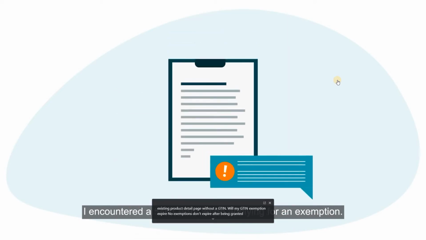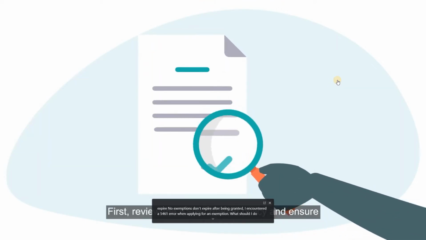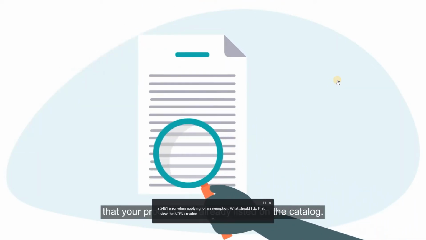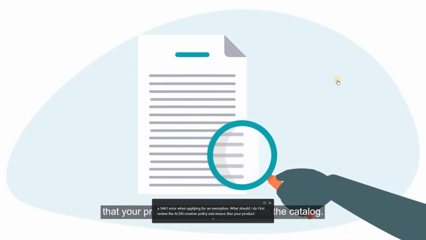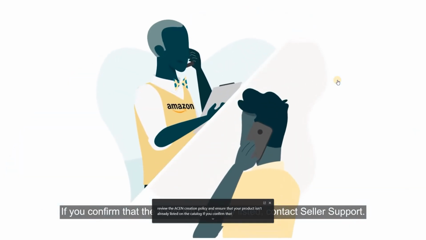I encountered a 5461 error when applying for an exemption. What should I do? First, review the ASIN creation policy and ensure that your product isn't already listed on the catalog. If you confirm that the ASIN isn't already listed, contact seller support.